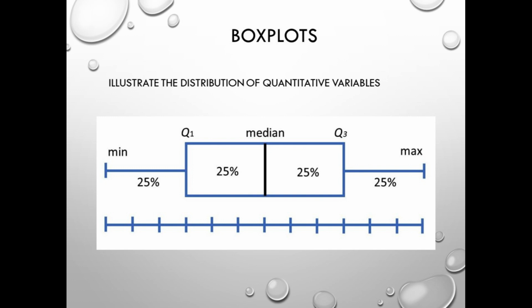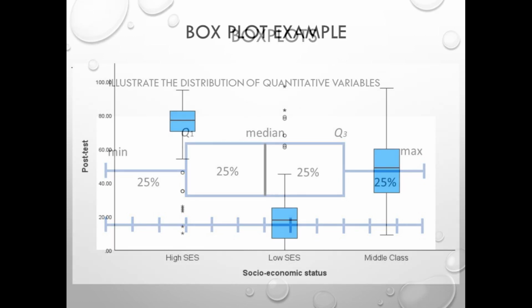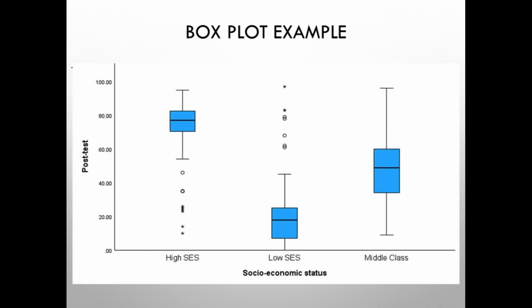The values in the box are also referred to as the interquartile range, and as I mentioned, they represent the middle 50% of the values. The upper whisker represents the top 25% of the values. For instance, in this example, we have three box plots showing the distribution of student scores on a post-test. These distributions are represented separately by socioeconomic status. The dots that we see outside of the whiskers are outliers or extreme observations.